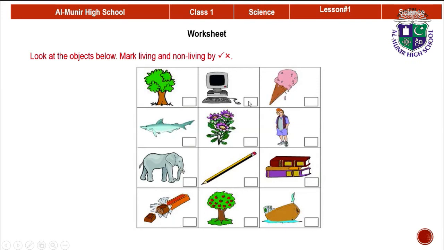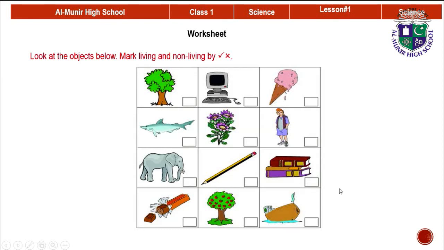Computer is also non-living. Flowers are also living. So cross the computer and tick the flowers. Pencil is non-living, so cross it. Apple tree is also living thing, so tick on it. Ice cream is non-living, cross it. A man is a living, so tick on it. Books are non-living and your ship is also not living, so cross on book and board also.